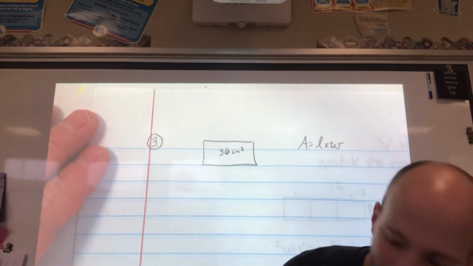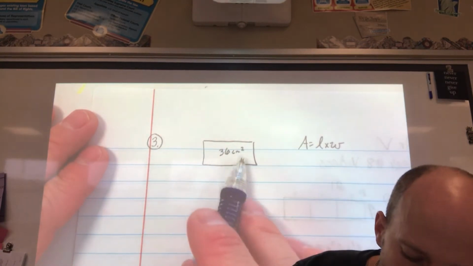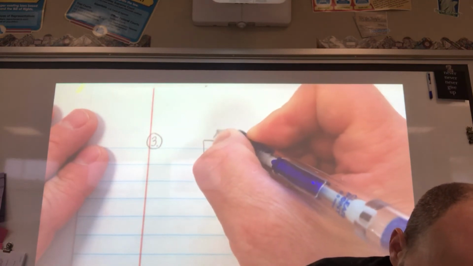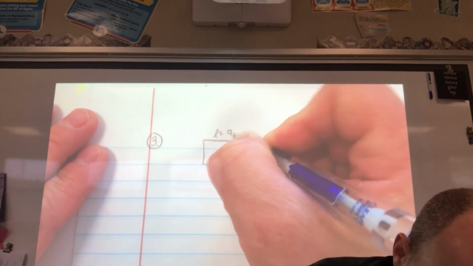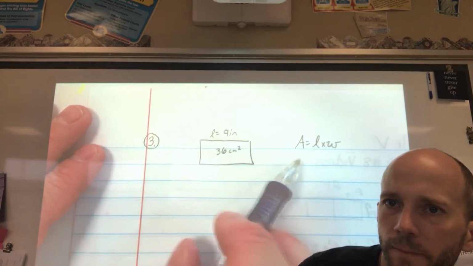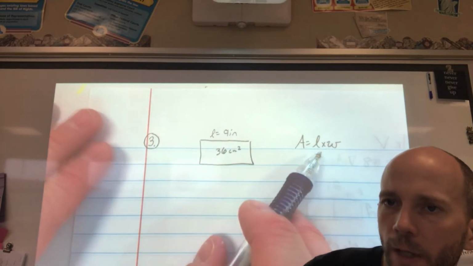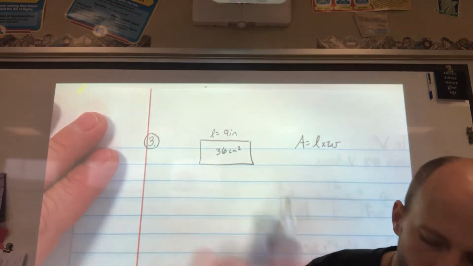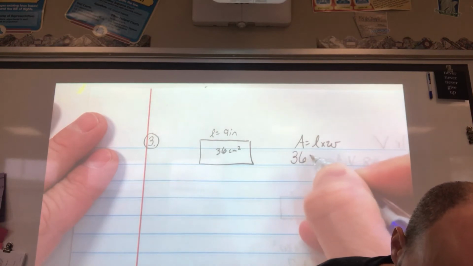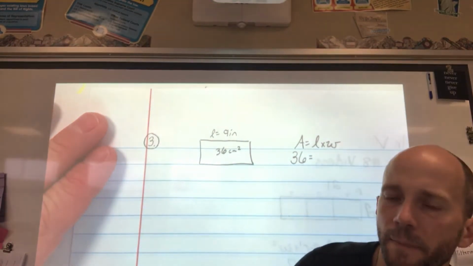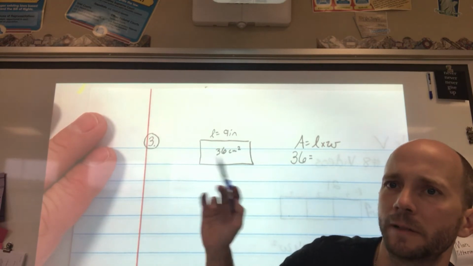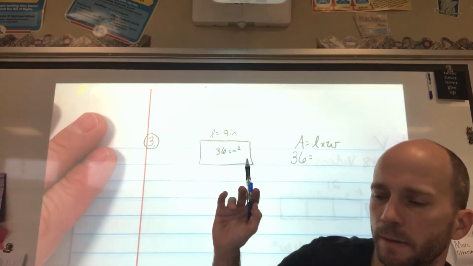The length is 9. So notice how my length is going to be up top is 9 inches. So now I'm going to fill in my missing pieces here. And this is going to be using a little bit of division to find the answer. So we know area is 36. So a little different than the last time. The last time we didn't know area, but we know area, it's 36. They told us it's 36.